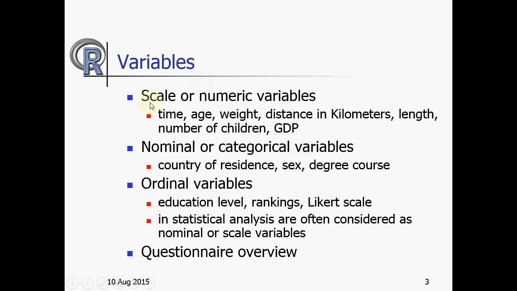So let's start. The first category are scale or numeric variables. This is everything which can be measured, which can have, but not necessarily can have, decimal digits. Sometimes a scale or a numeric variable cannot have decimal digits, but everything which can be measured and on which you can do mathematical operations. For example, time, age, weight, distance in kilometers or in any other units of measure, a length, number of children. Number of children, for example, is an example of a scale variable for which you cannot have decimal digits, obviously, but it's a scale variable.